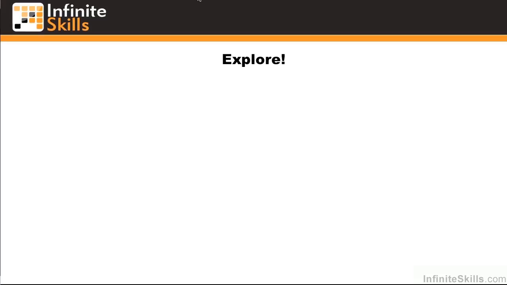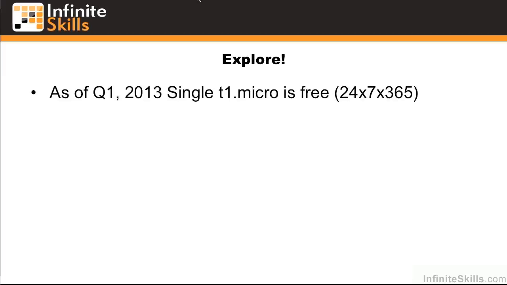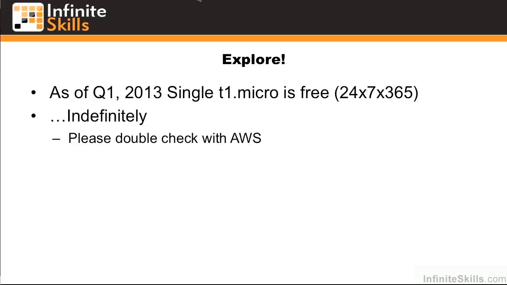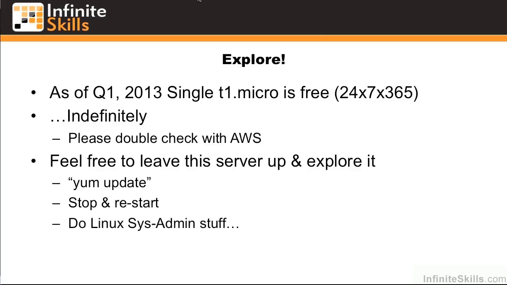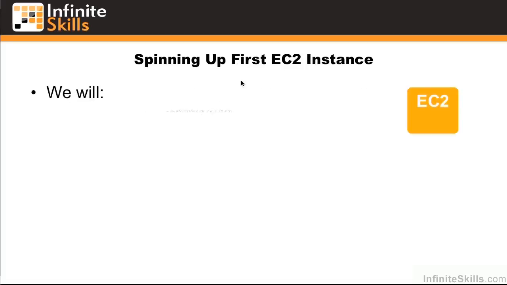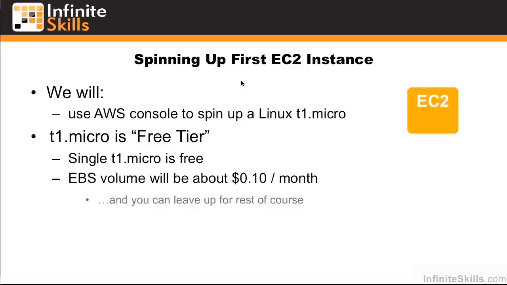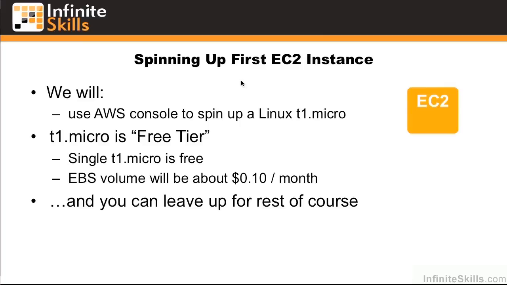I invite you to explore your EC2 instance. As of Q1 2013, a single T1 Micro is free, all year long for perpetuity. Please double check with AWS to make sure that that is the case as you're viewing this video. Feel free to leave this server up and explore it. Again, we've tried yum updates. Try also stopping and restarting the server. Do Linux sysadmin stuff that you expect to do normally, and see what happens. This has been spinning up your first EC2 instance.